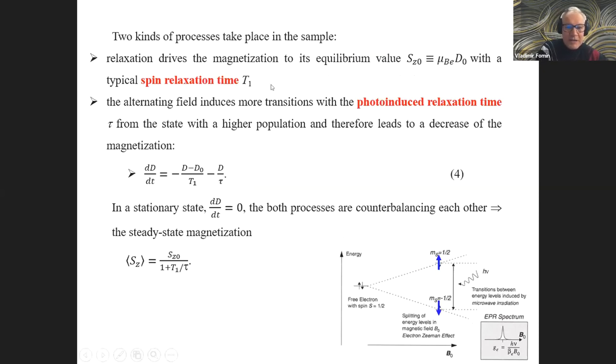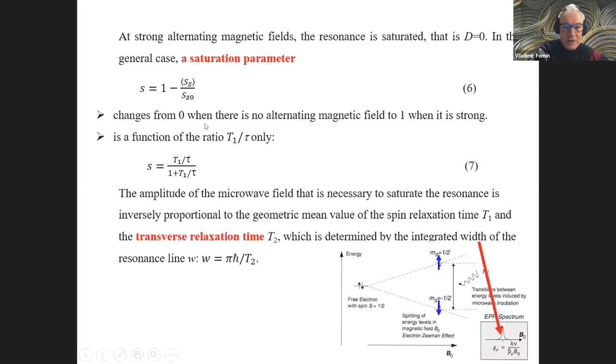The relaxation drives the magnetization to its equilibrium value. This thermodynamic trend remains. But the alternating field induces transitions with some photoinduced relaxation time tau from the state with a higher population to the state with a lower population and leads to a decrease of magnetization. This is a simple equation which governs this magnetization, and in a stationary state, both processes are counterbalanced and we have the steady state magnetization. With a strong alternating magnetic field, the resonance is saturated, the magnetization is zero.